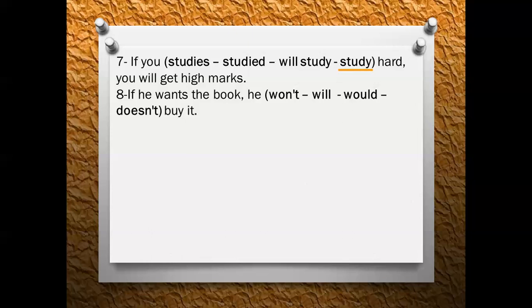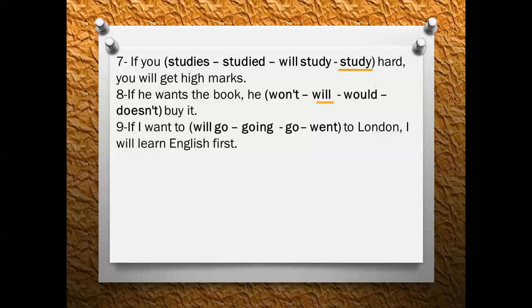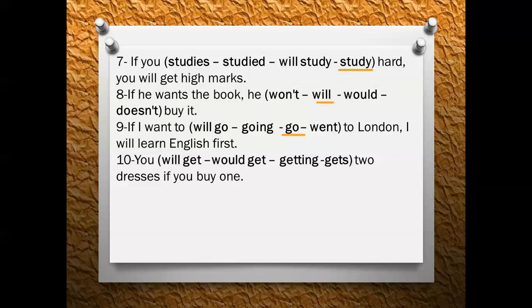Number eight, if he wants the book, he won't, will, would, doesn't buy it. Excellent. Will. Number nine, if I want to, will go, going, go, or went to London, I will learn English first. The right answer is go. Number 10, you will get, would get, getting, gets two dresses if you buy one. Sure, the right answer is will get.